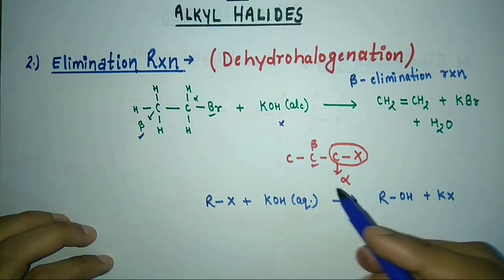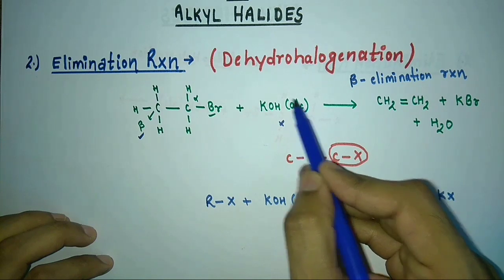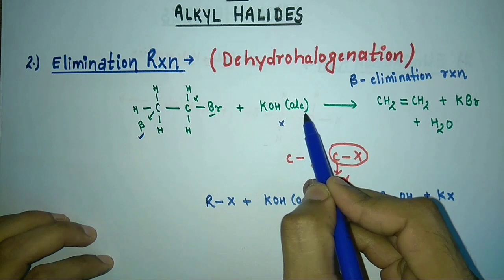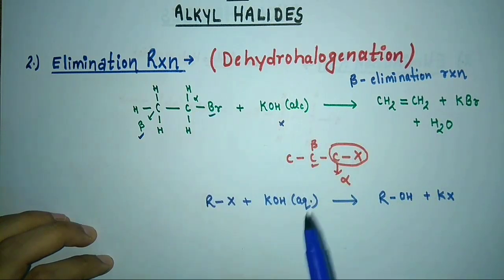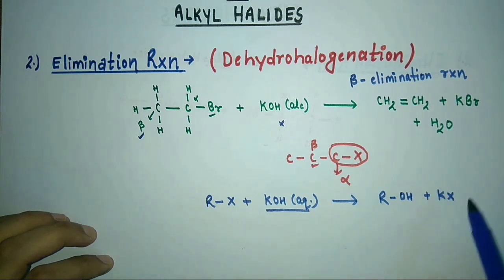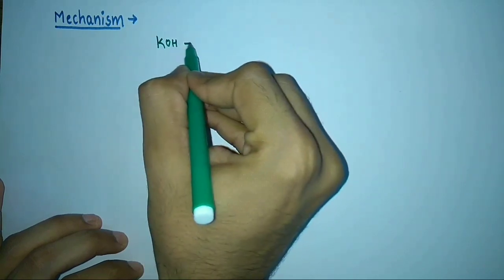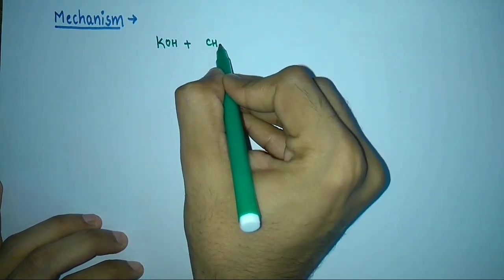Okay, so why is it that when we use KOH in the alcoholic medium it leads to the elimination reaction, and why when we are using this in aqueous state then it will be the case of nucleophilic substitution reaction? Okay, I will tell you this with the help of the mechanism. Now coming on to the mechanism, when we use alcoholic KOH, then what will happen? This is our KOH. Okay, this is ethanol.